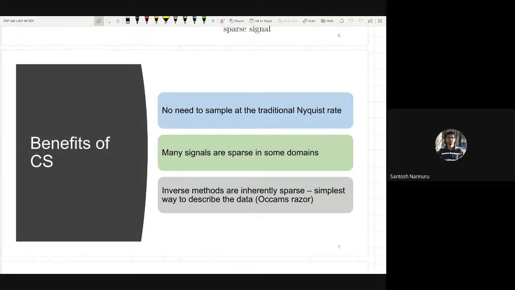Inverse methods, that is, parameter estimation kind of problems, are again inherently sparse. And then there's this idea of Occam's razor. You might have heard of it. It's basically, if you want to explain a phenomenon, and this is a century-old idea, the mathematical version of it is compressive sensing, you can say. If you have to explain some observation or phenomenon, the explanation with the least number of assumptions is very likely the correct one. So that's the idea of sparsity. Okay.